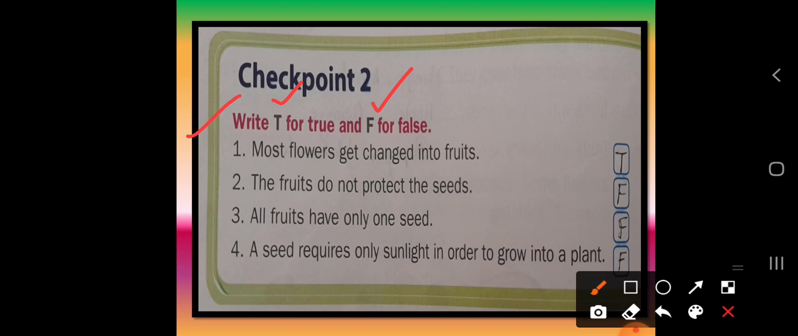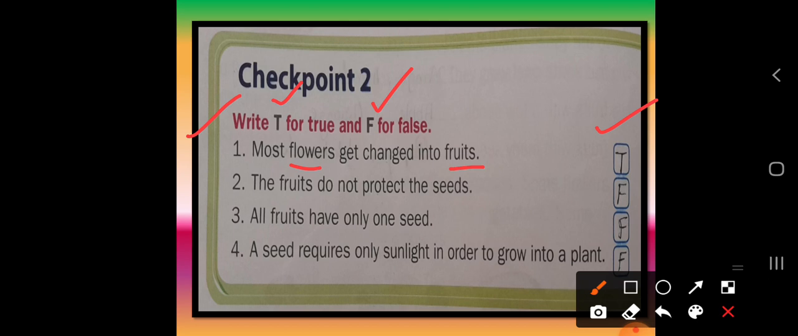Most flowers get changed into fruits. So is this sentence true, that flowers get changed into fruits? When we were discussing flowers, which example did we take? The pomegranate, how the flowers of the pomegranate get changed into fruits. So this statement is true.